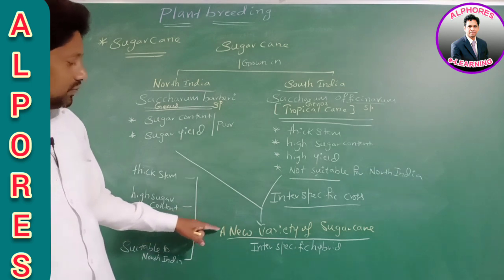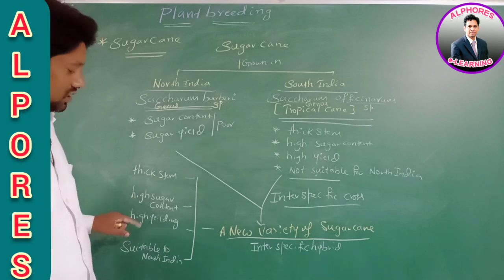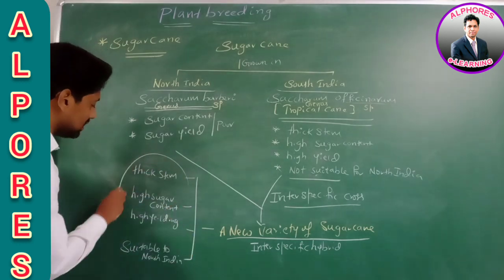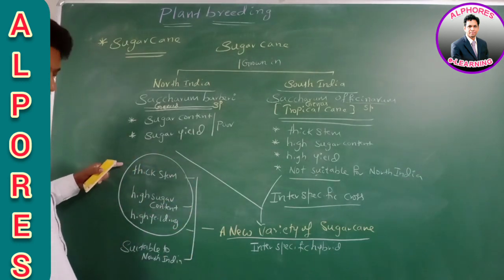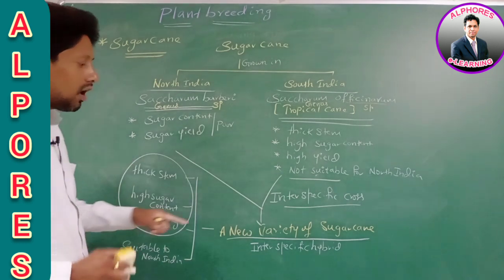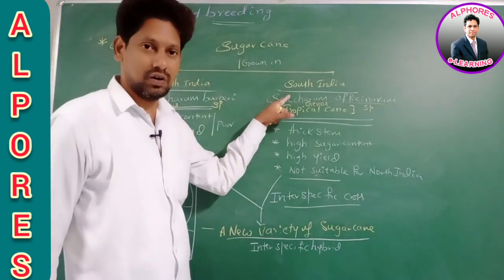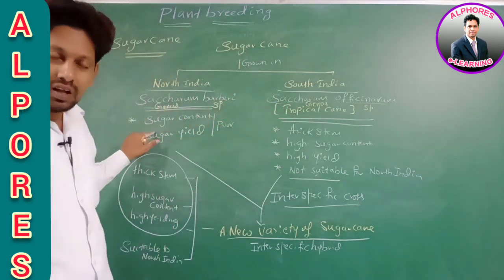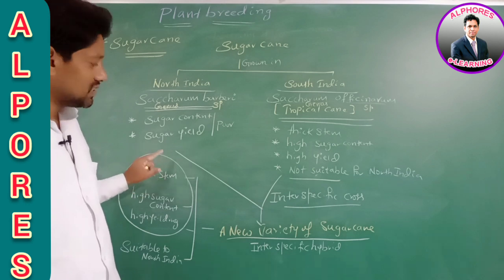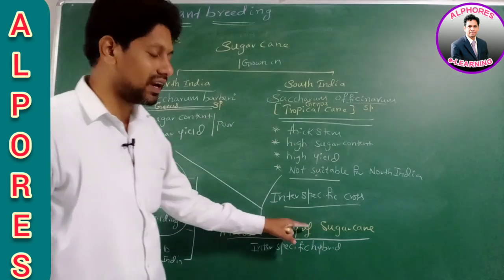Sir, this new variety of sugarcane has a thick stem, high sugar content, high yield, and is suitable to North India. What are these first three characters? Thick stem, high sugar content, high yielding. These three characters were incorporated into this new variety from Saccharum officinarum.